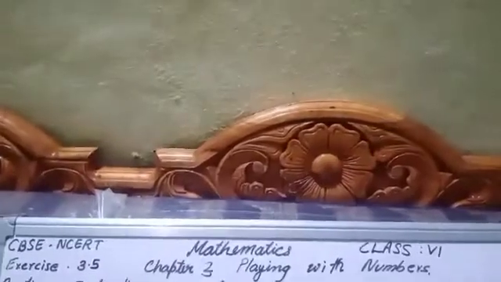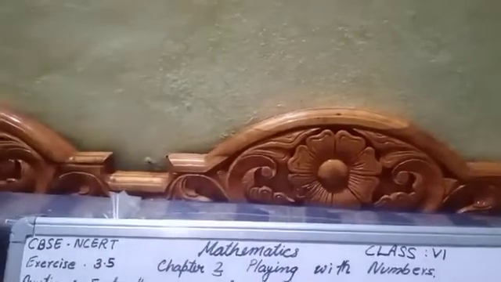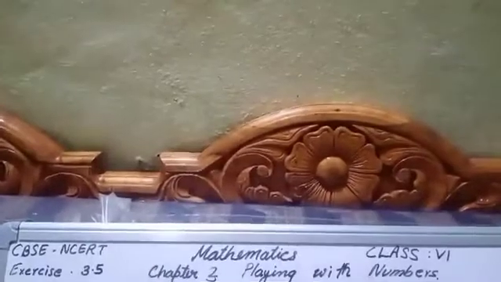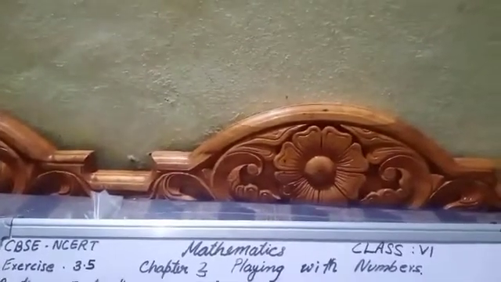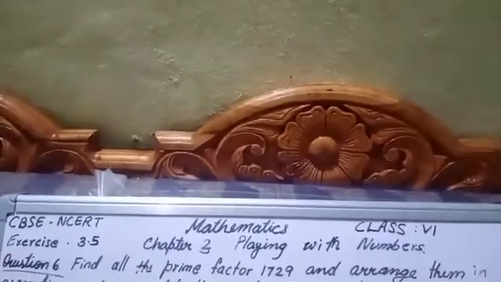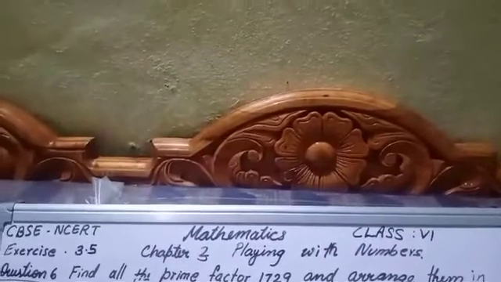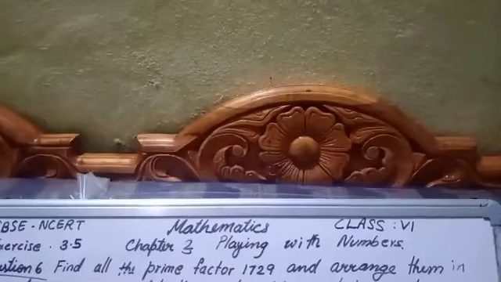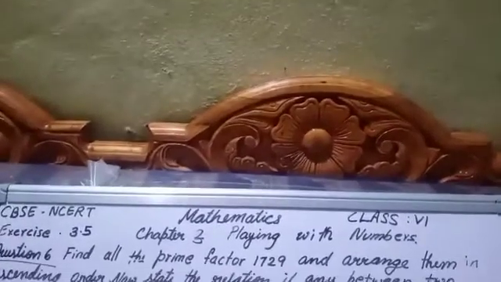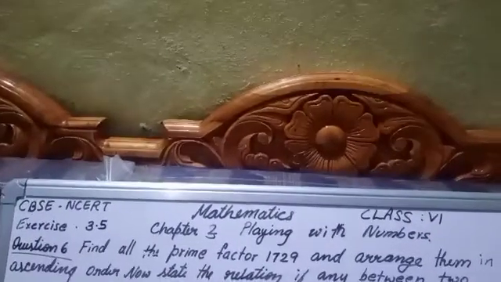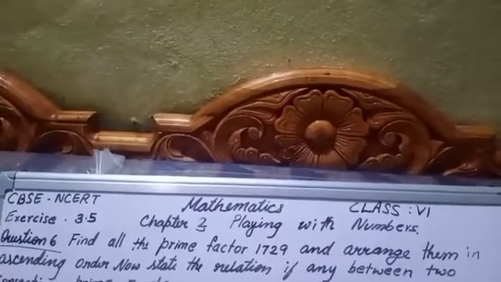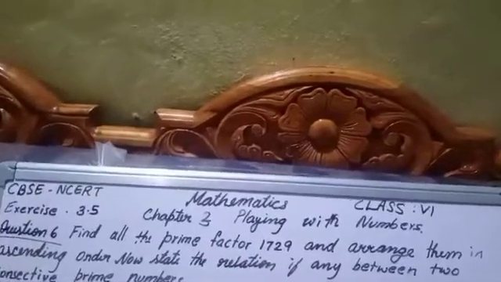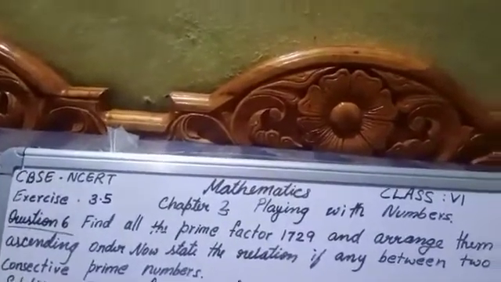Hello everyone, today we are going to learn class 6 mathematics exercise 3.5, chapter number 3, Playing with Numbers. Question number 6: find all the prime factors of 1729, arrange them in ascending order. Now state the relation, if any, between two consecutive prime factors.